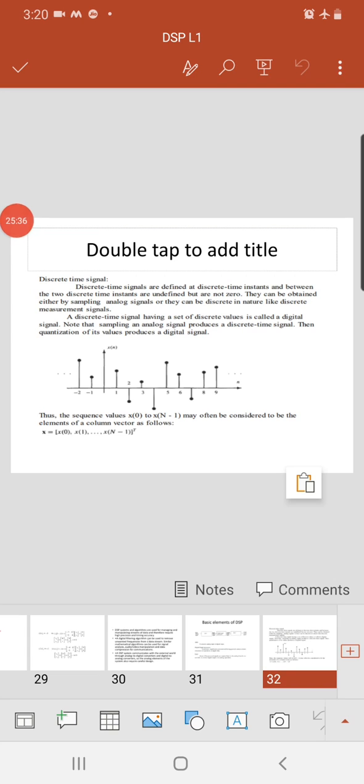The last one is the comparison between digital and analog signal processing. We already know that digital signal processing is more versatile, while analog signal processing is less versatile. Digital signal processing has more repeatability, analog has less repeatability. Digital signal processing has more accuracy as compared to analog. Digital signals can be easily stored, but analog signals are difficult to store. Mathematical processing algorithms can be easily implemented in digital signal processing, and in analog it is difficult to implement.